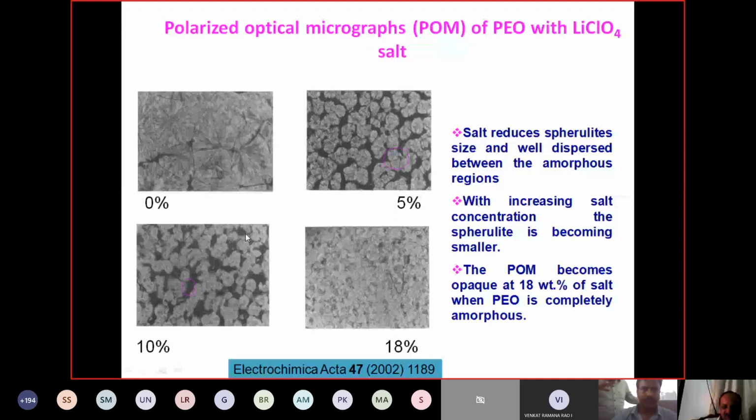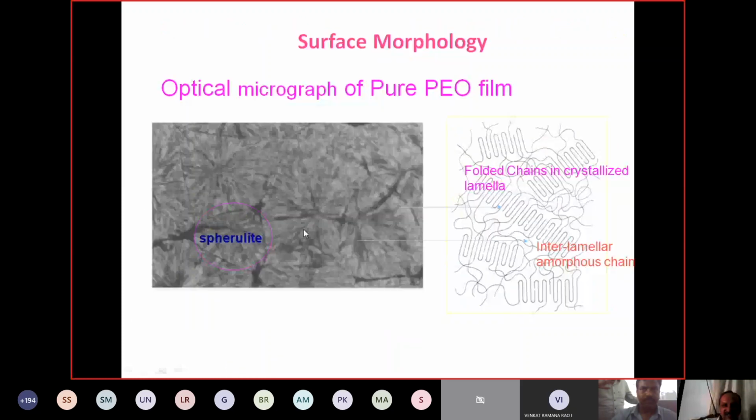So we added the salt to this. Then what happens? You see, the spherulitic structure is totally disturbed, becoming smaller and smaller in size. We added more salt, and that's totally disturbed. Here you see that it disturbs the total spherulitic structure, that is, the total crystalline structure.